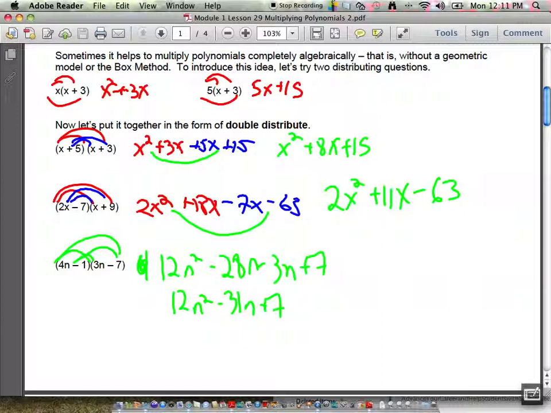Now here's the deal. If you like the box method more, you can use the box method. If you like double distribute more, you can use double distribute. I will tell you one thing. Over the course of time, you're going to want to get to the point where you can do it this way with the double distribute. Because these are eventually going to be put in equations, and you don't normally draw boxes in equations. But for now, whichever way you're most comfortable with works. Any questions?